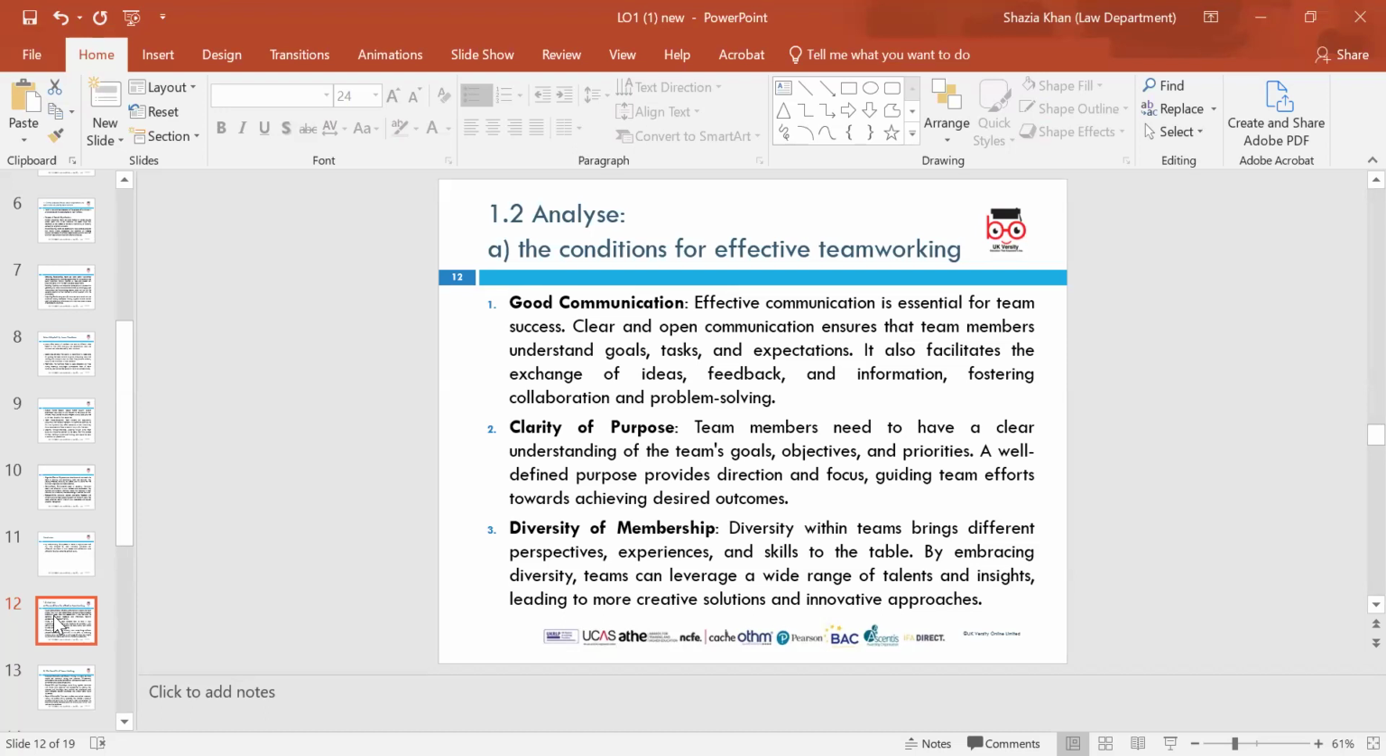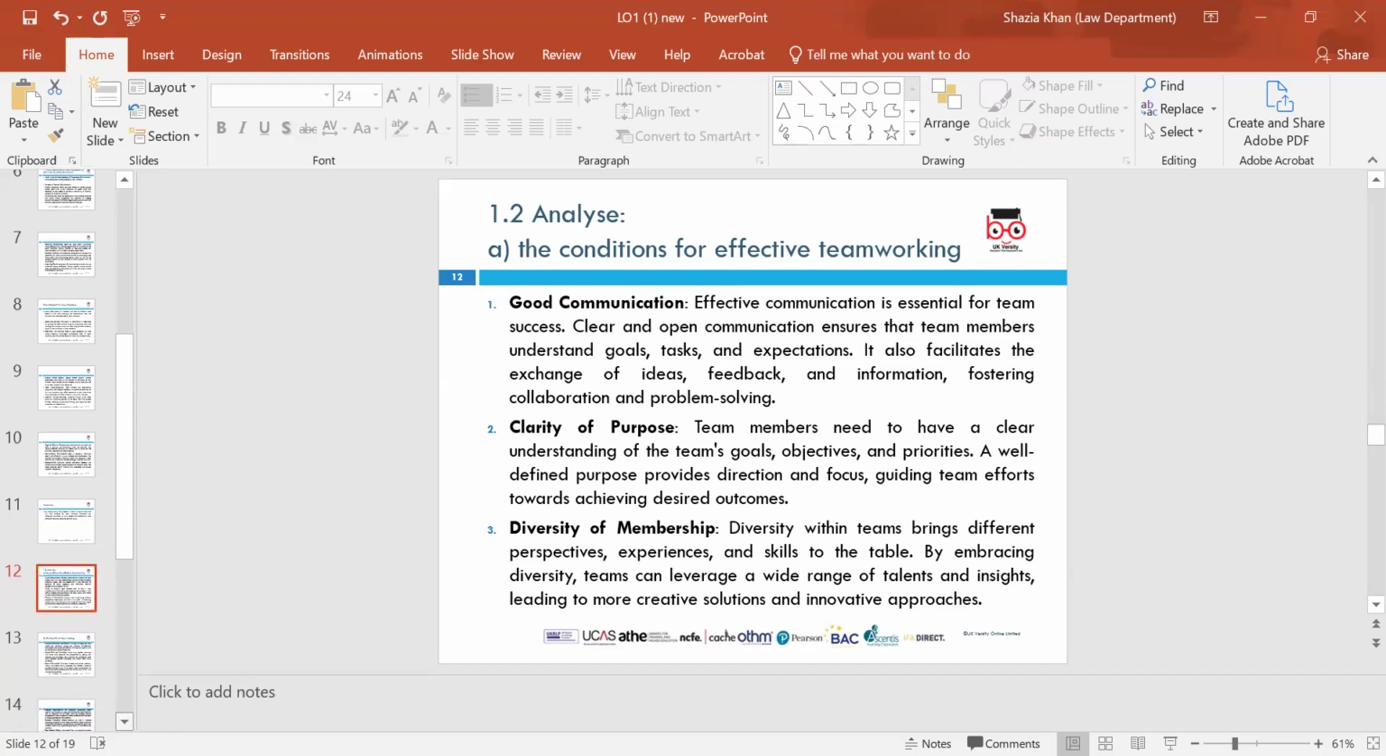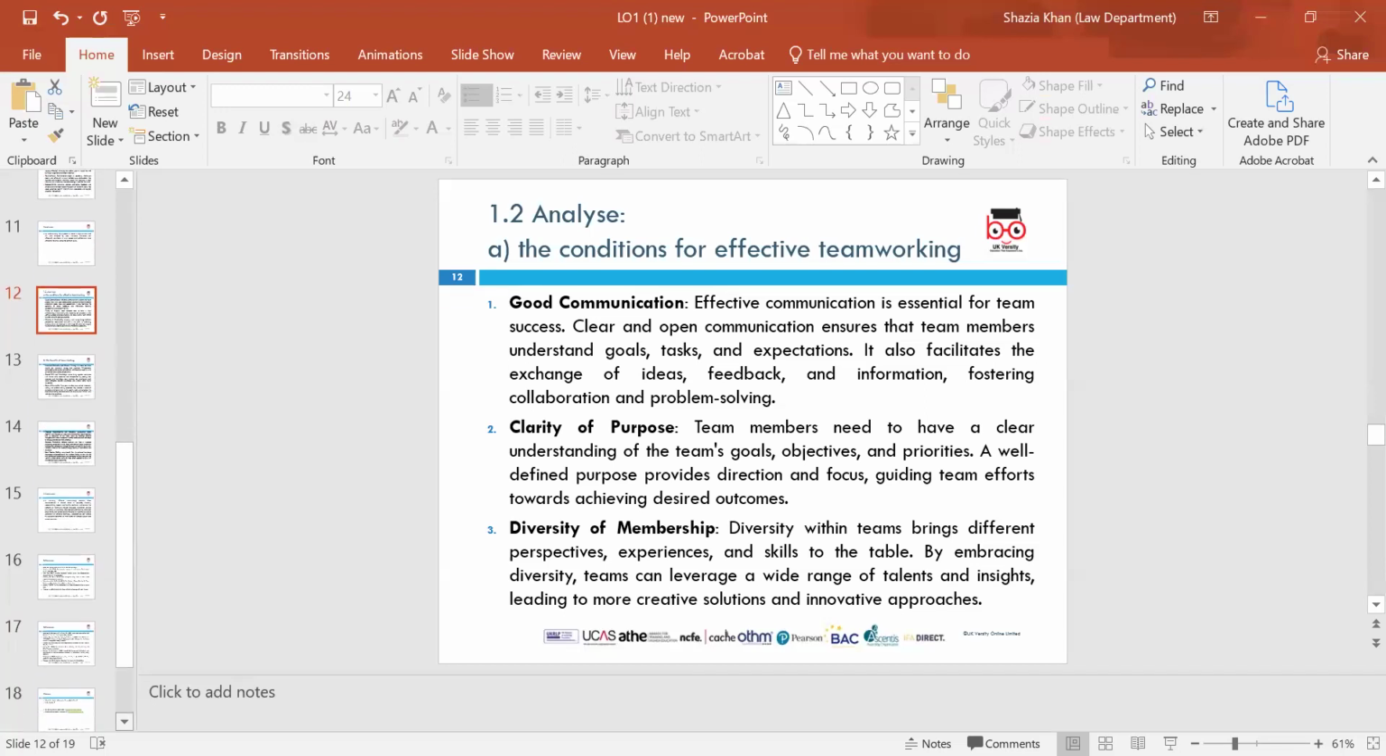If you don't communicate well, does everything work well or no? No, it doesn't. It doesn't work well because you're not able to get what you want across to the team. It needs to be clear, concise. And the other one is clarity of purpose. So they need to have a clear understanding of the team's goals, objectives, and priorities. A well-defined purpose provides direction and focus, guiding the team's efforts towards achieving desired outcomes.